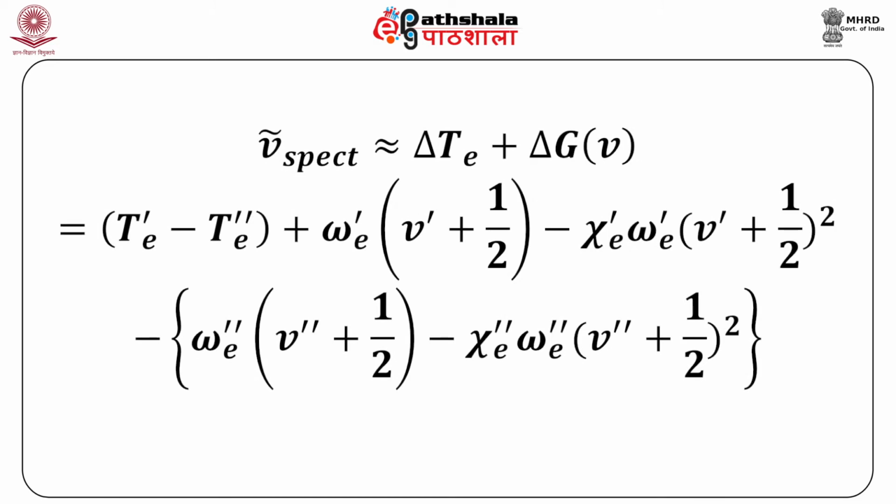Substituting for the vibrational terms for the ground state and excited states, we obtain that the energy of the photon, or rather its wave number, is given by the change in the electronic energy plus the change in the vibrational energy, that is delta T electronic plus delta G as a function of V, which is equal to T electronic prime, remember that the single prime refers to the excited state, minus T electronic double prime for the ground state, plus omega e prime into (V prime plus half), minus chi e prime omega e prime into (V prime plus half) whole squared, minus the whole thing for the ground state. That means omega e double prime into (V double prime plus half), minus chi e double prime omega e double prime into (V double prime plus half) whole squared.